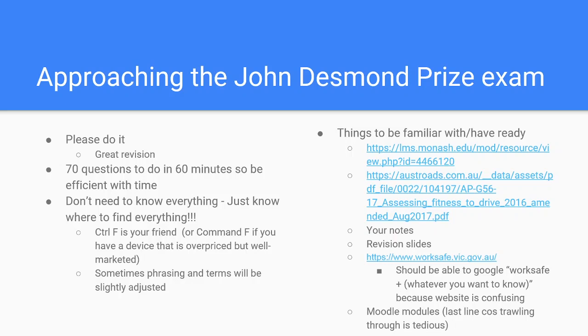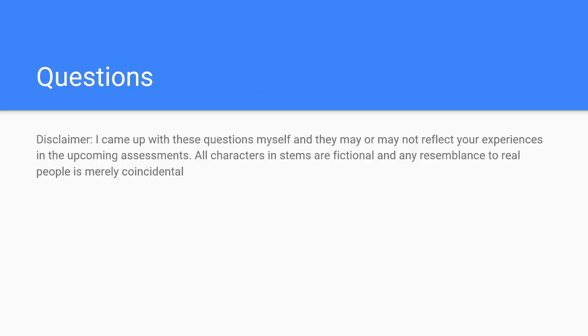Another thing is the road rules. The Vic Roads document is linked there as well. There'll often be questions about when this person can go back to driving after having a seizure, or this person has diabetes, what do they need to have ready to be able to drive? You can have your notes, revision slides, and WorkSafe. The Moodle modules I thought were very difficult and time-consuming to Control F, because you need to remember which module it is, and then within the module there are multiple files, and then you need to find the file. If you have them all up, you have like 50 files up on your desktop, so you can't. So ideally you have an understanding beforehand, and you don't need to get there.